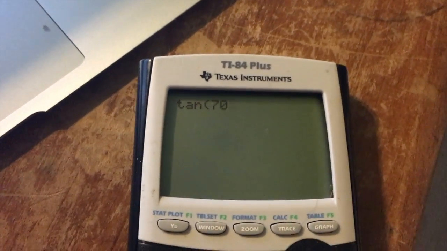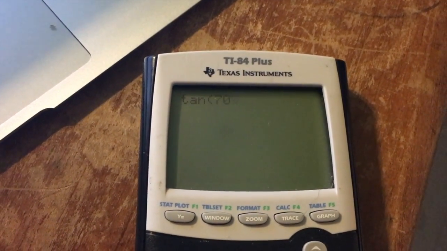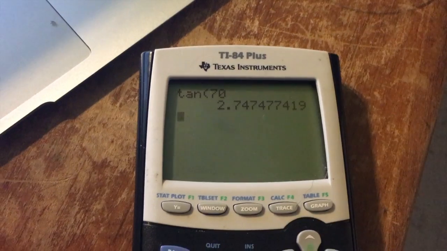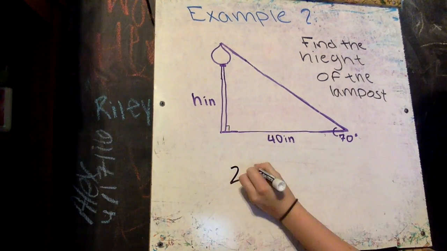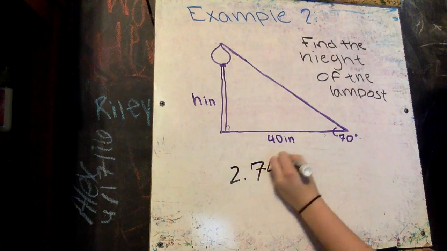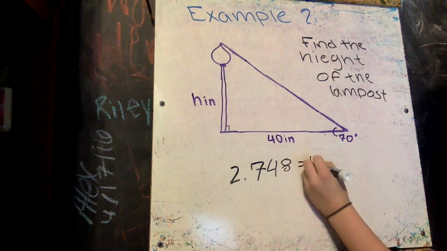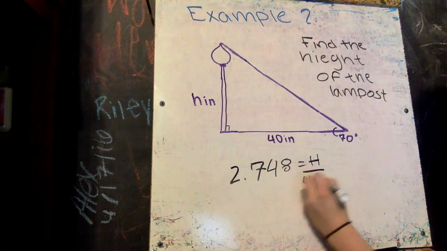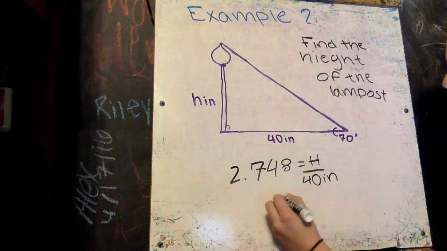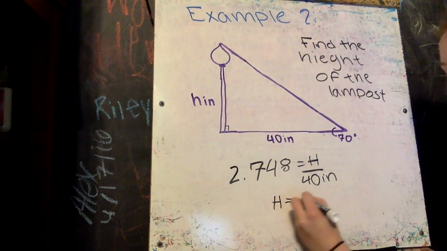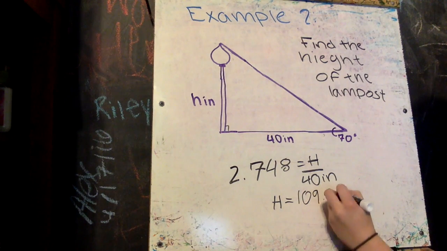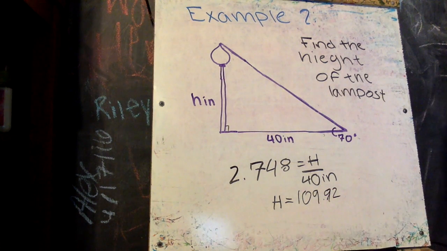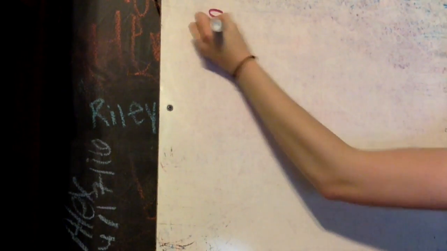Your calculator should tell you that tan of 70 degrees is about 2.748. Now that we know this, our proportion will be 2.748 equals h over 40. And after cross multiplying, we find that 2.748 times 40 equals 109.92. So the height of the lamppost is 109.92 inches.